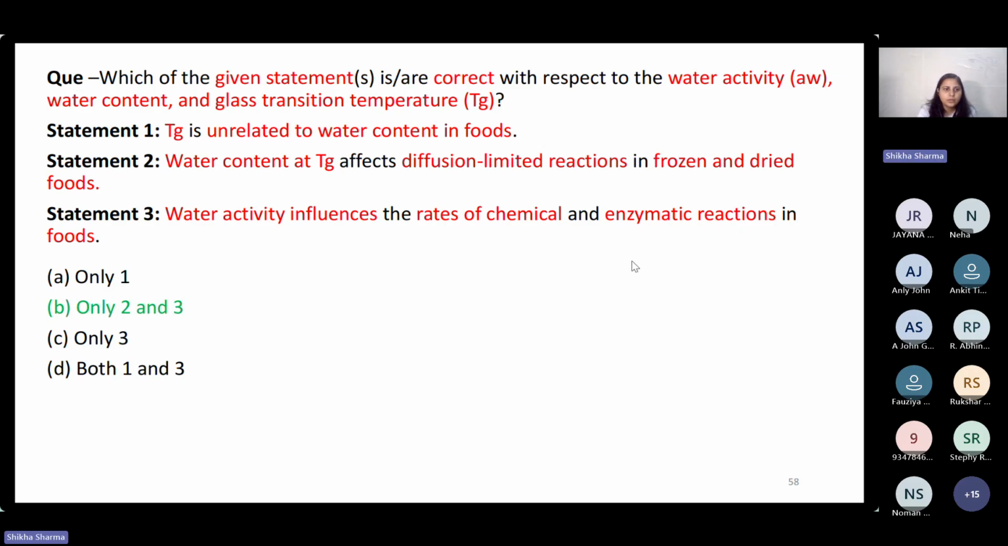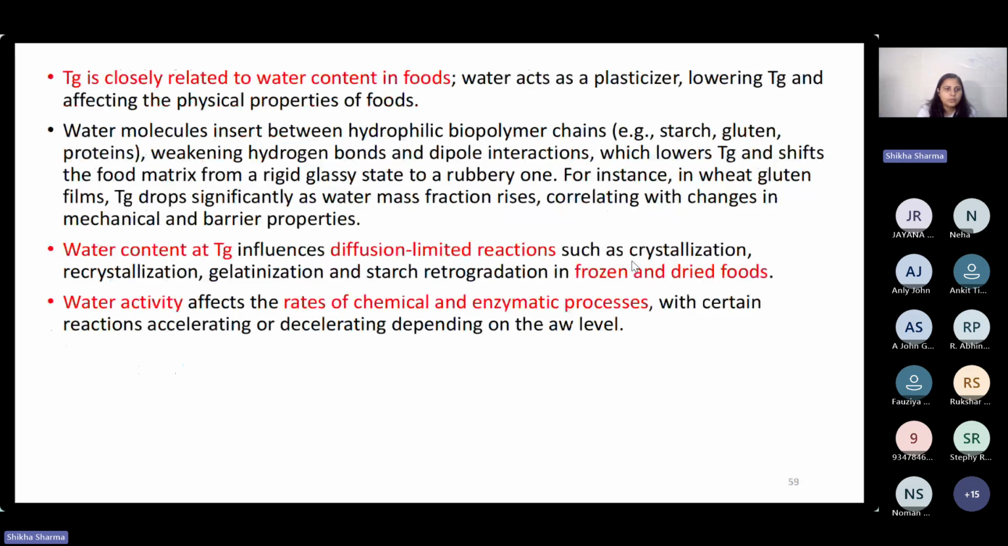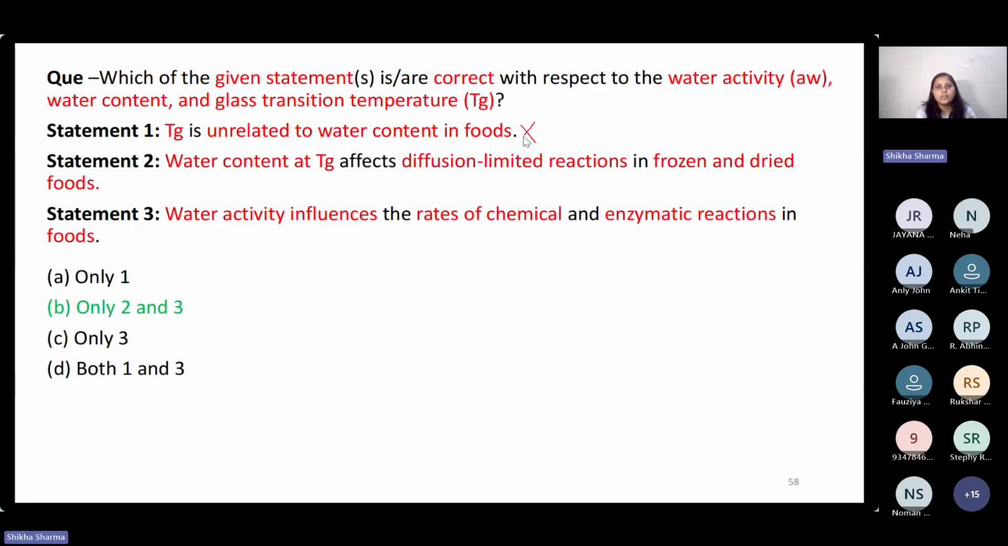So only 2 and 3 is the correct answer. Tg is closely related to water content in the food. Tg is the glass transition temperature, right? Water is affecting it as a plasticizer, so it is lowering the Tg of the food, and it is affecting the physical properties of the food. So Tg is closely related to the water content because water acts as a plasticizer. So statement 1 is incorrect.